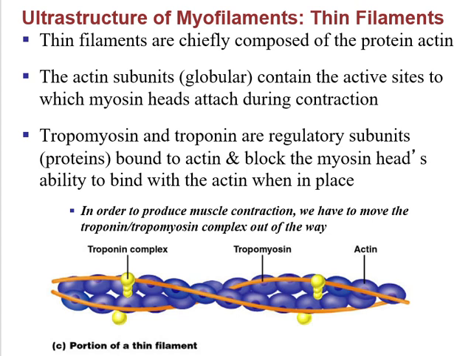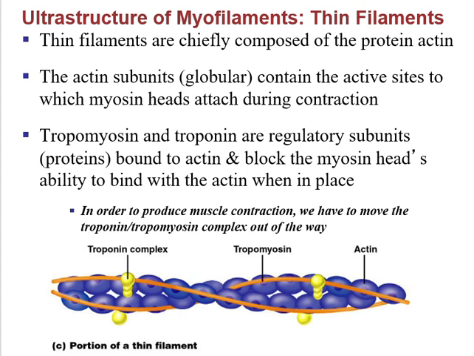Then we have the thin filament, or the actin myofilament, which is composed chiefly of the protein actin. Actin subunits are globular. They contain an active site that can bind to myosin heads, and that would form a cross bridge during contraction. But there's not only actin in the thin filament. There's also tropomyosin and troponin. Both of these are regulatory subunits, so regulatory proteins, and they're bound to actin.